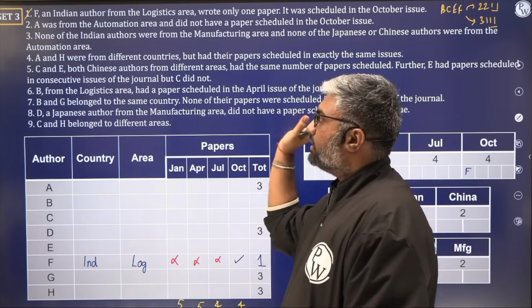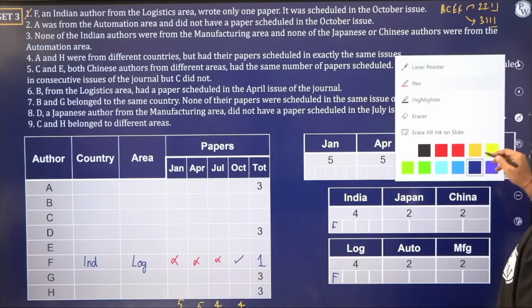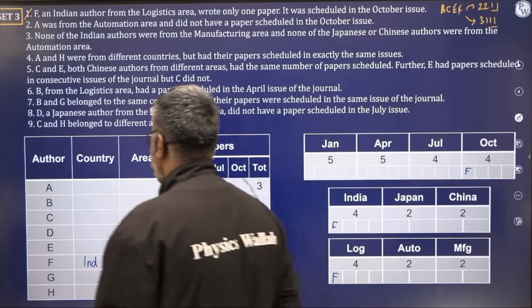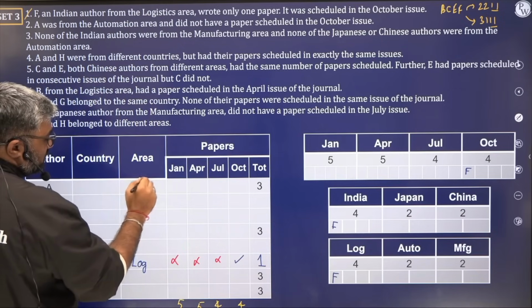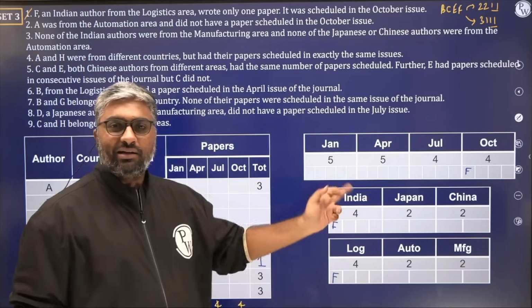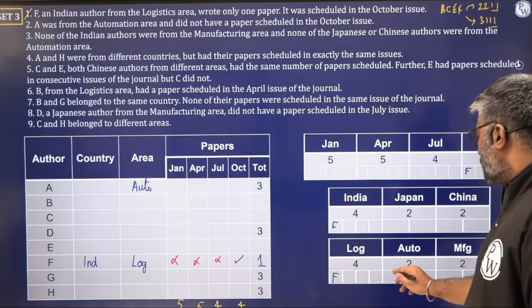Works. Perfect clue ever. Now let's look at the second clue. A was from the automation area. A is from the automation area, they're saying. Now we'll try to cover this simultaneously so that we don't miss out anything, okay. So A is from automation.